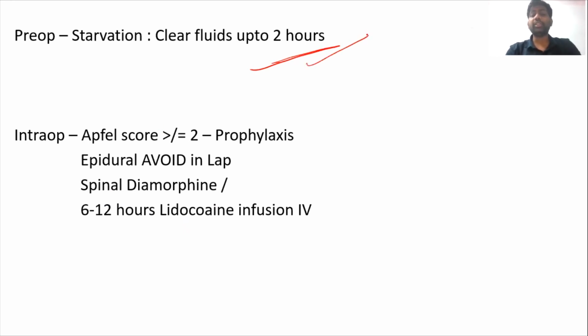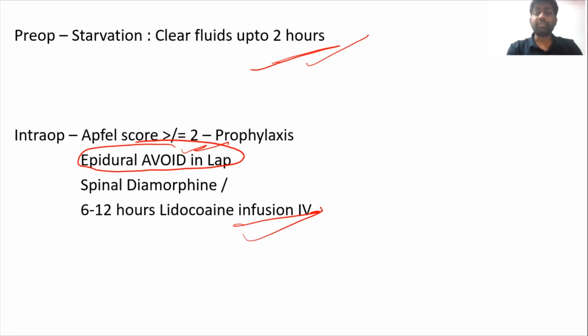Again, if the patient has an FL score of 2 or more, then prophylactic antiemetic has to begin. The FL score is for predicting the probability of postoperative nausea and vomiting. Also, it's recommended that epidural analgesia is to be avoided in patients undergoing laparoscopic surgery, and spinal diamorphine is an adequate single dose, or you can even give a 6 to 12 hour IV infusion of lignocaine. All these are recommended for early recovery of the patient in the post-operative period.